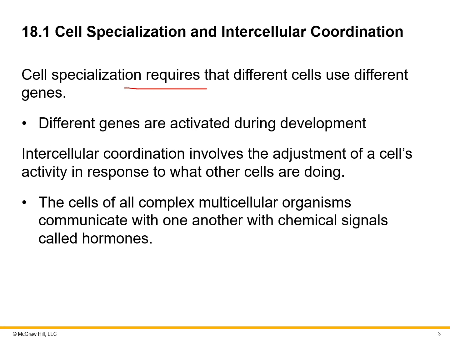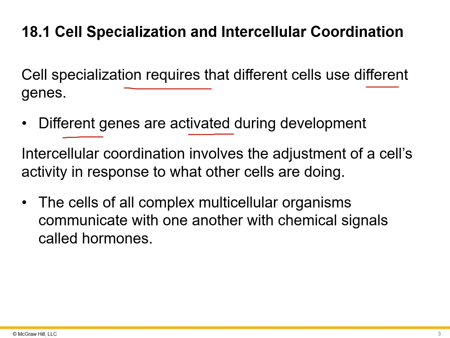Again, that specialization requires that different cells use different genes. Now, all the cells have the same genes, but they only use the ones they need. So they get activated differently during development. So a cell that is going to become a vascular cell like xylem in the plant activates different genes in that cell than what a cell that's going to become phloem would. So even though the genes are there, that doesn't mean that all of them get used.